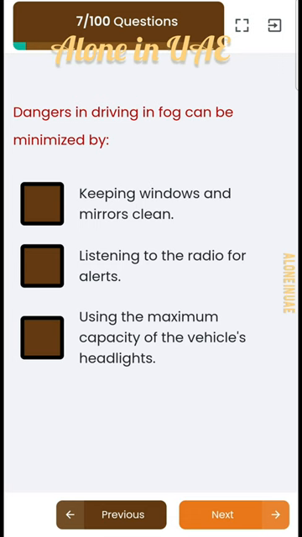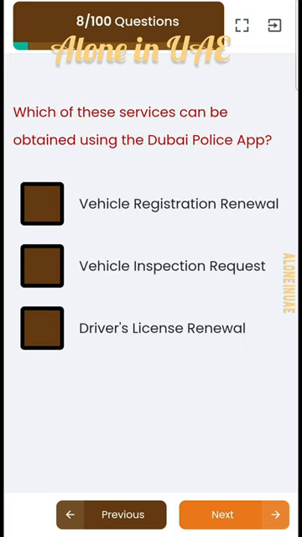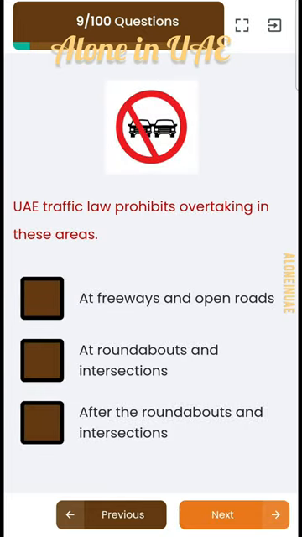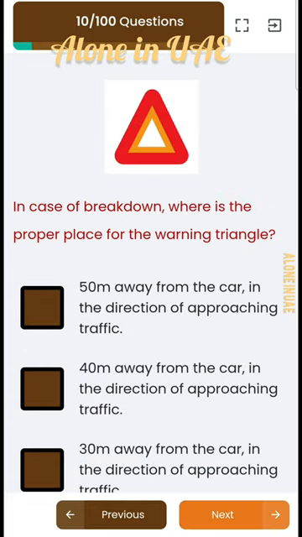Dangers in driving in fog can be minimized by... Which of these services can be obtained using the Dubai Police app? UAE traffic law prohibits overtaking in these areas. In case of breakdown, where is the proper place for the warning triangle?